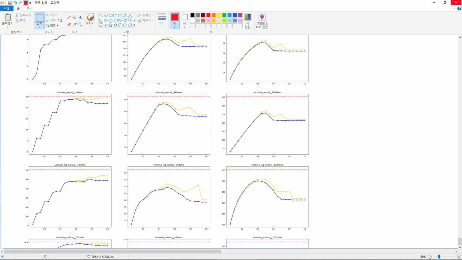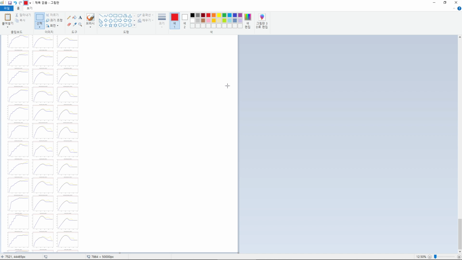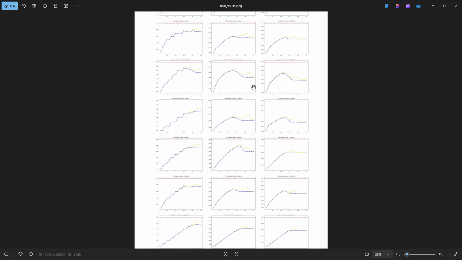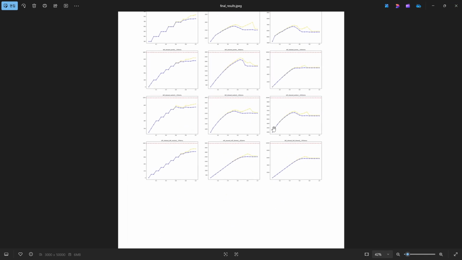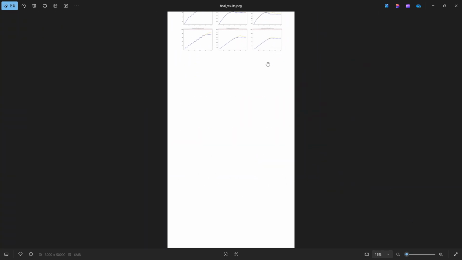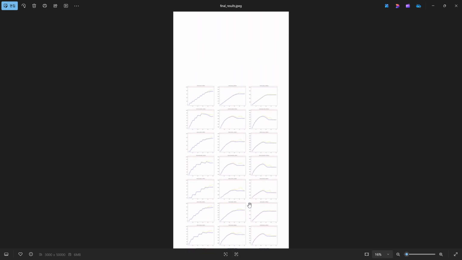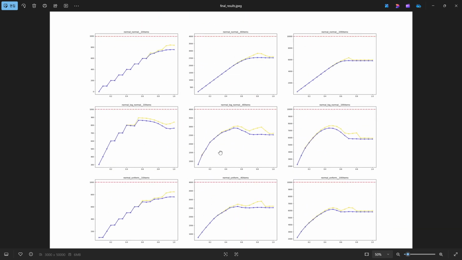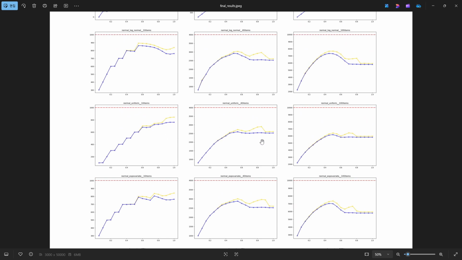And here's what we're going to do. I'm going to lose this, erase that, and then I'll just be switching back and forth. So, as I've said, it ends with left skewed, 10 items, 40 items, and 100 items. And so, normal uniform, about the same.